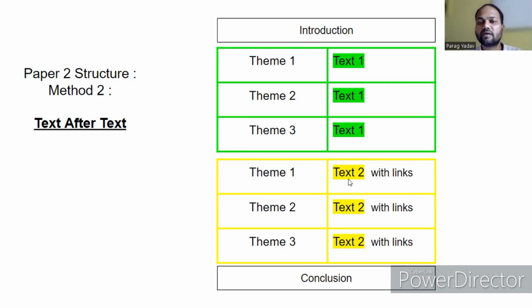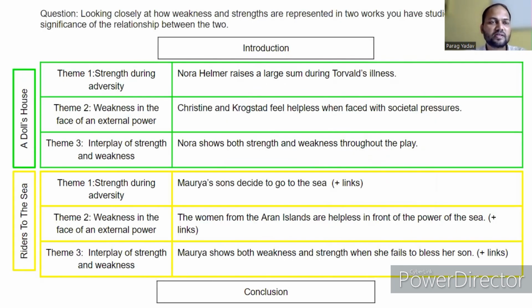Here again, you would bring in the comparative links to discuss the comparison, that is similarities or contrast with the first text. The sample question chosen for this structure is the same as in the first method. The points are also the same. Introduction at the top, conclusion at the bottom. While you see adjacent to the green here, A Doll's House has been treated first and then Riders to the Sea. The themes in the left side columns are the same for both the texts.